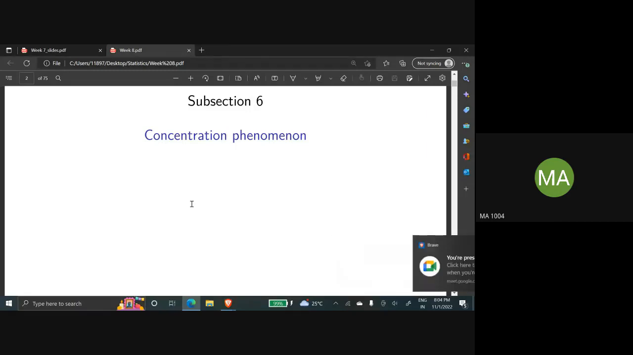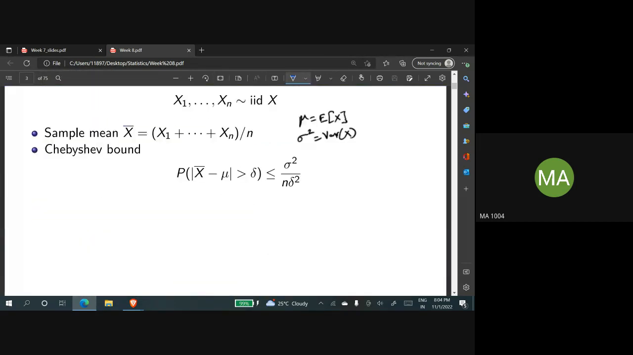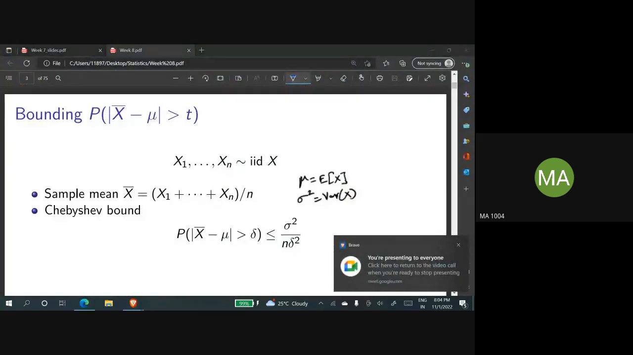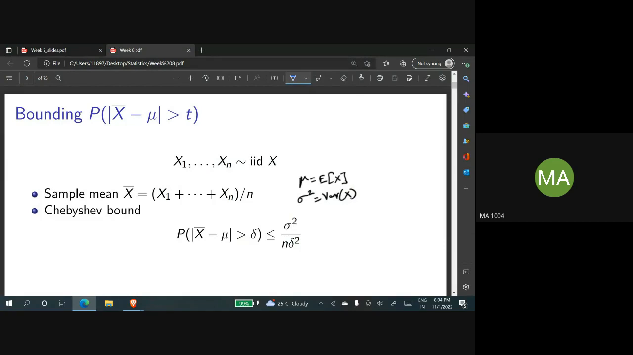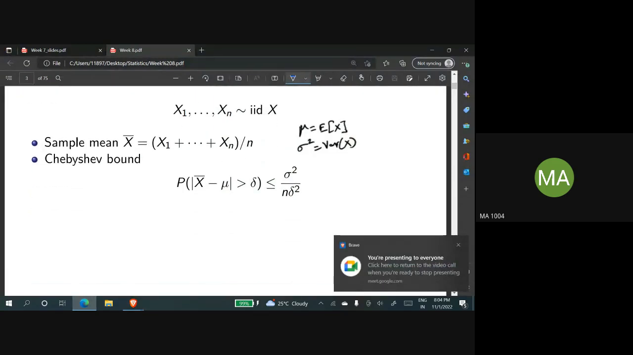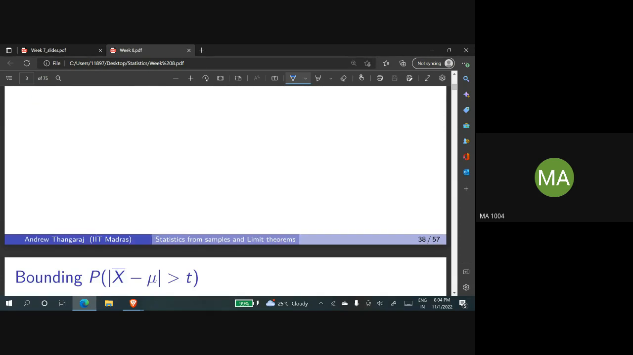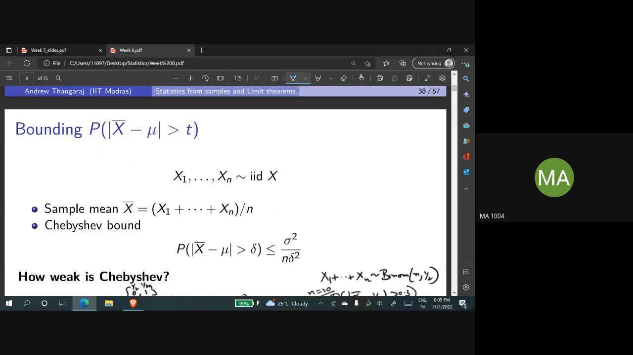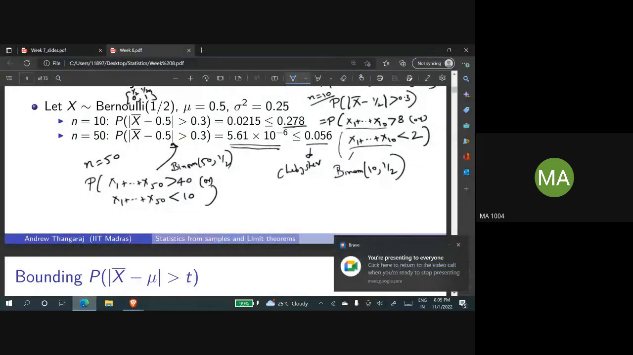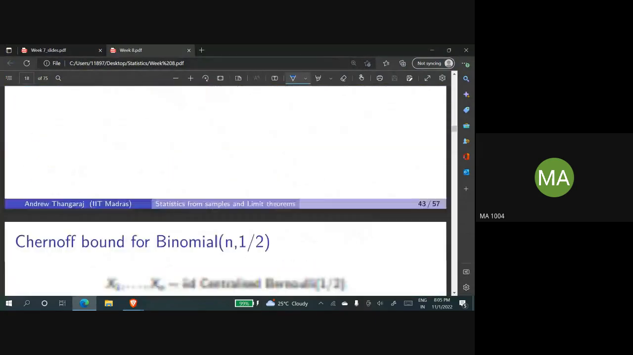So in week 8, you don't have to go through this concentration phenomena part, okay? It has been put into additional content. If you are interested, you can look at it. In the additional content, you will find the different bounds. Like we have already seen Chebyshev's bound and Markov bound, but we'll also see why these bounds are weaker, and we can have an alternative bound, which we call the Chernoff bound. If somebody is interested in reading the Chernoff bound, you can go through the additional content and have a look. I'll not go through all this. We'll go to the moment generating function.